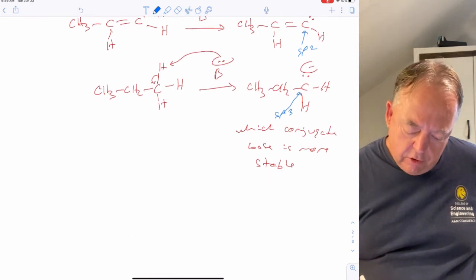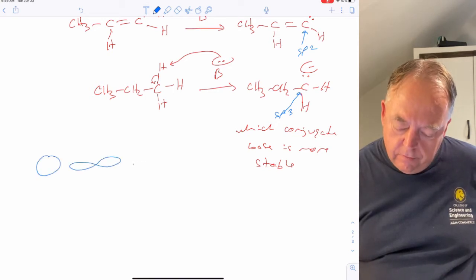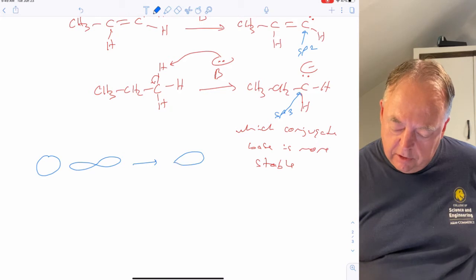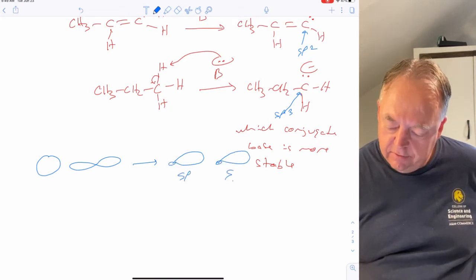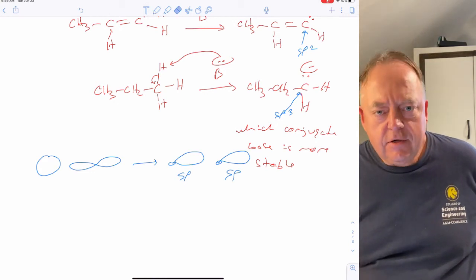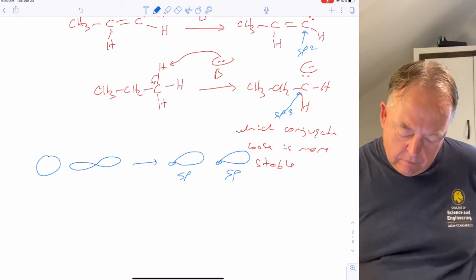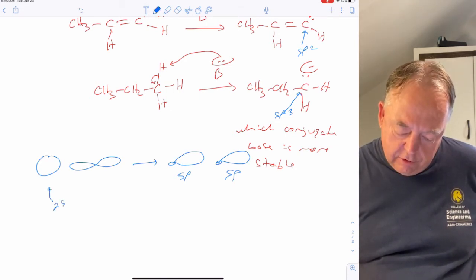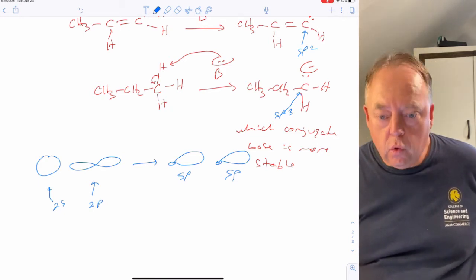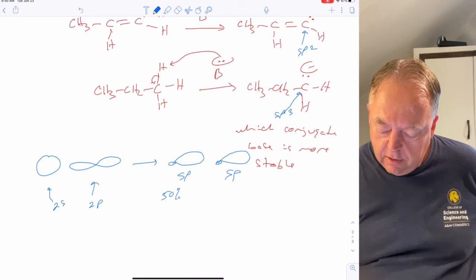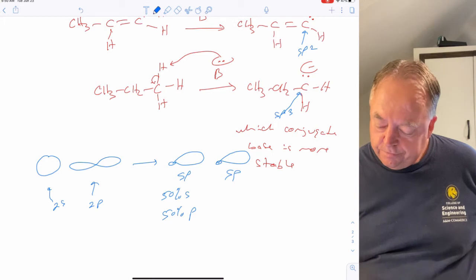If you recall, how do you create sp hybridized orbitals? You take an s orbital and a p orbital and mix them, and you make two sp hybrids, right? So how much s character does each one have? Well, you took a 2s and a 2p orbital and mixed them and created two new orbitals, so each of these has 50% s character and 50% p character.